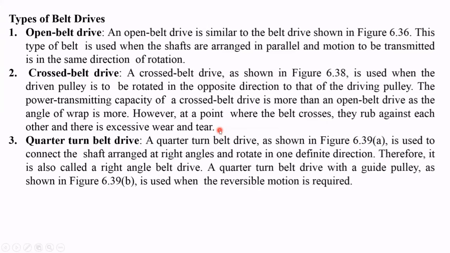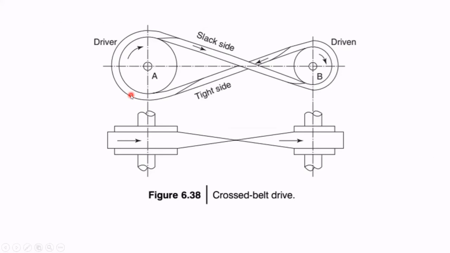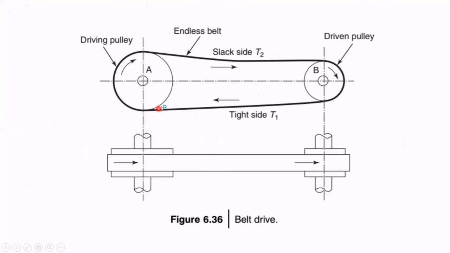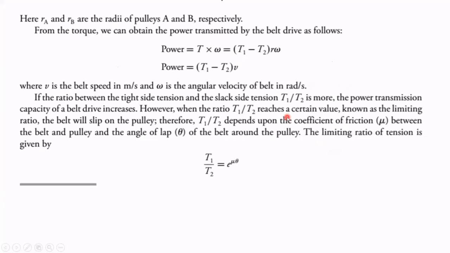Next, belt drives. We have different types of belt drives here: open belt drive, crossed belt drive, and quarter turn belt drive. Now we see them one by one. This is the open belt drive. Here two pulleys are connected with an endless belt like this. The belt is simply arranged like this, and then it is called an open type belt drive.